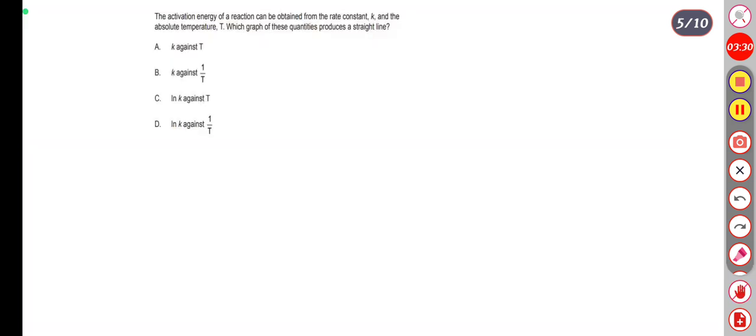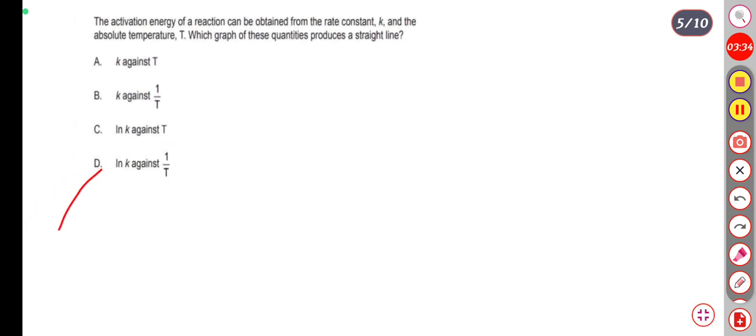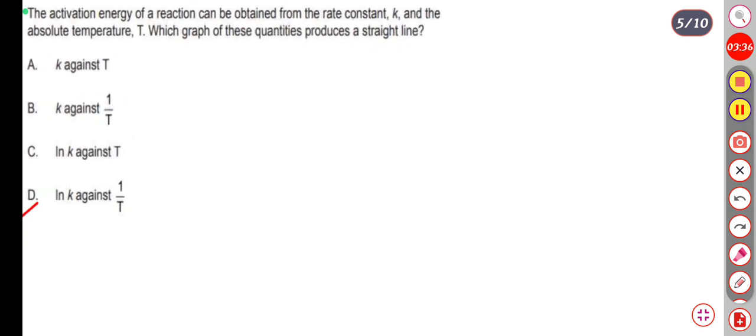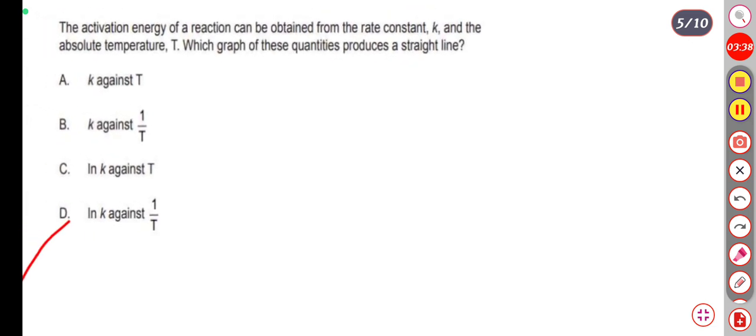Next question, this question is about activation energy of a reaction, which can be obtained from the rate constant and the absolute temperature. Which graph of these quantities produces a straight line? This is a straightforward Arrhenius equation. So ln K against 1 by T is the right answer.